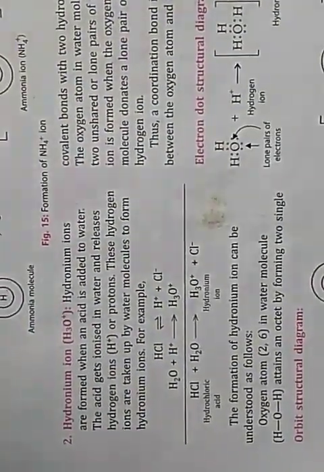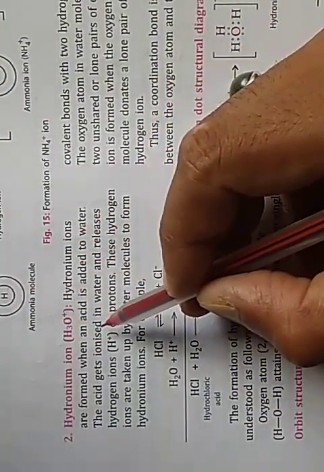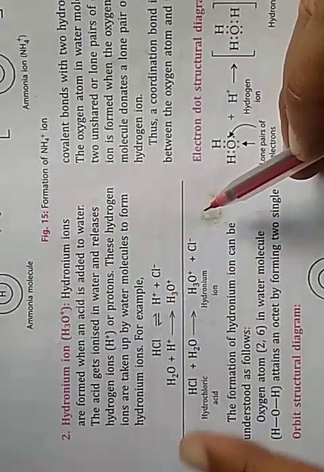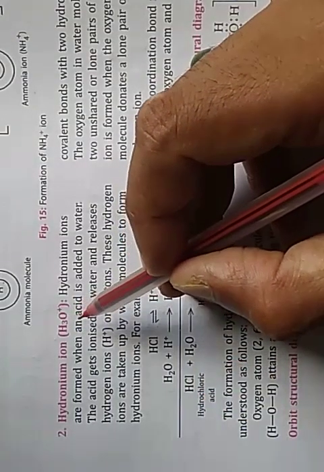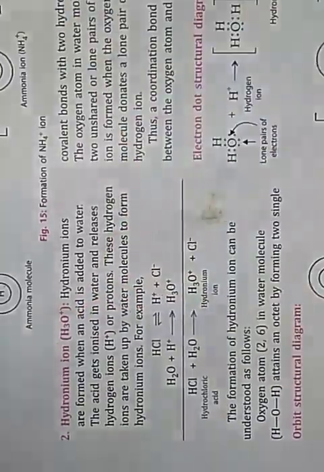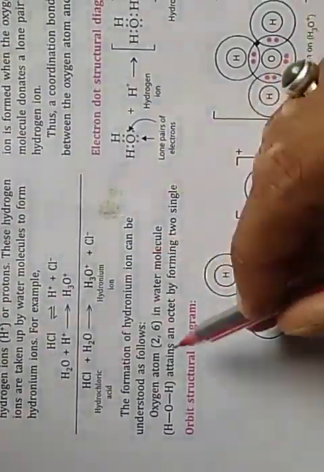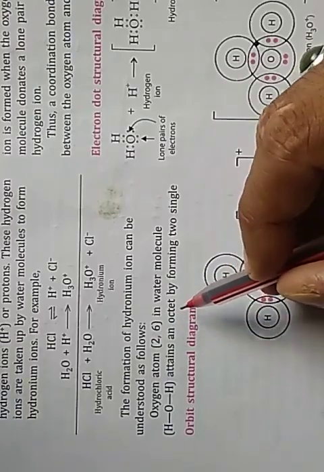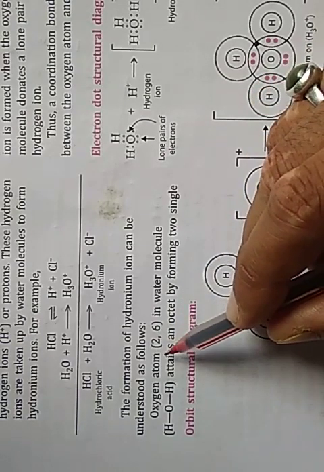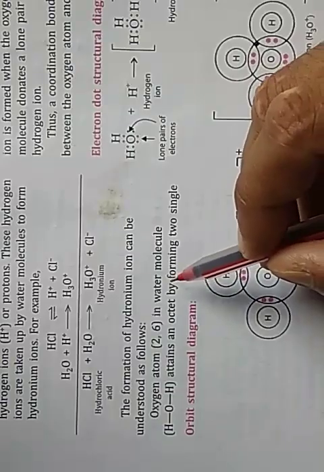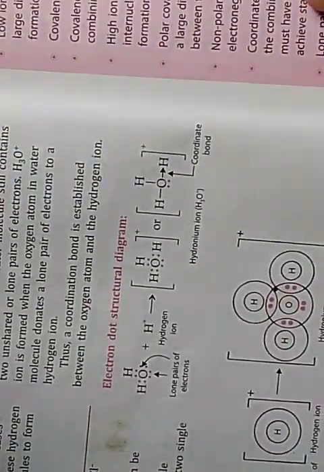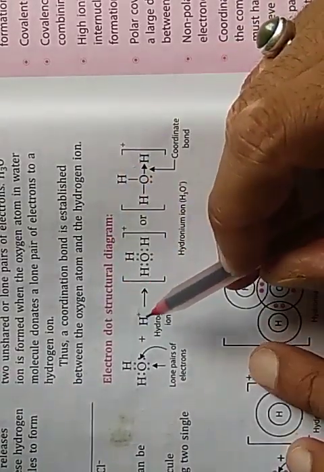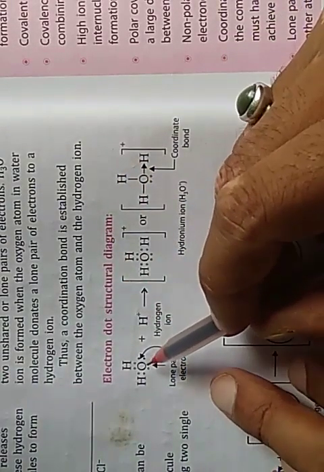Now another example is the hydronium ion. In the hydronium ion, 3 hydrogens and 1 oxygen atom are involved. You know that the electronic configuration of oxygen is 2, 6. First, the oxygen and hydrogens form a water molecule. Here is the electron dot structure diagram of the water molecule.